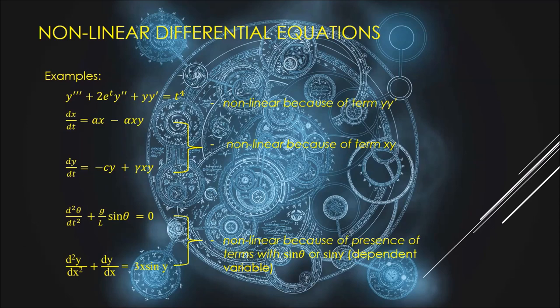Observe in our fourth and fifth examples that they are nonlinear because of the presence of the terms with sine theta or sine y, wherein theta and y are the dependent variables. The dependent variables under observation are considered nonlinear if they are inside a trigonometric function, because trigonometric functions are nonlinear functions called transcendental functions.